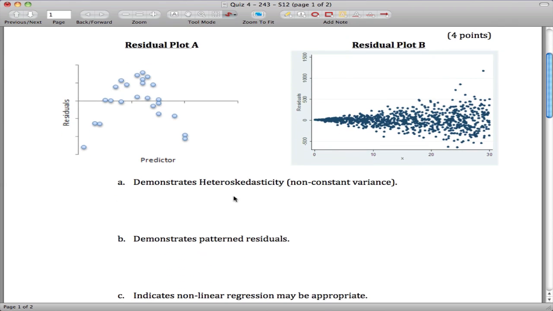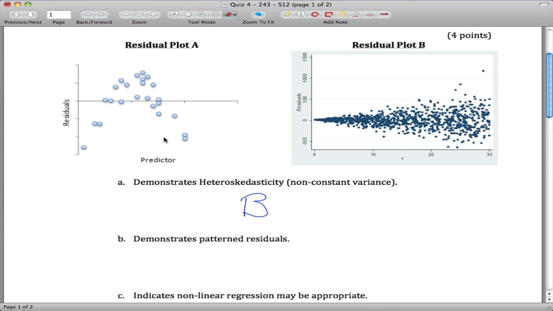Heteroscedasticity is non-constant variance. Residual plots tell you how big your residuals are, how far away from the predicted value your observed value was. Over here, these spread out a whole lot more because these values are further away from predicted than these are. So we have more variance over here than over here. In other words, heteroscedasticity comes from B.